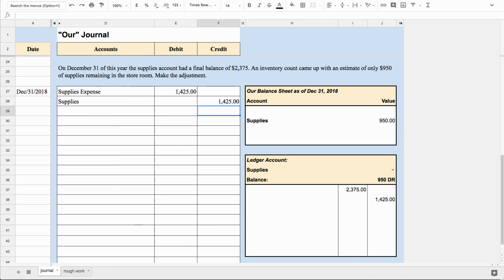So 1425. And as you can see, now that we started with 2375 and we've credited 1425, the balance in the account is 950, which on our balance sheet at December 31st is what we want to show, and that's what's there. That's all there is to it.